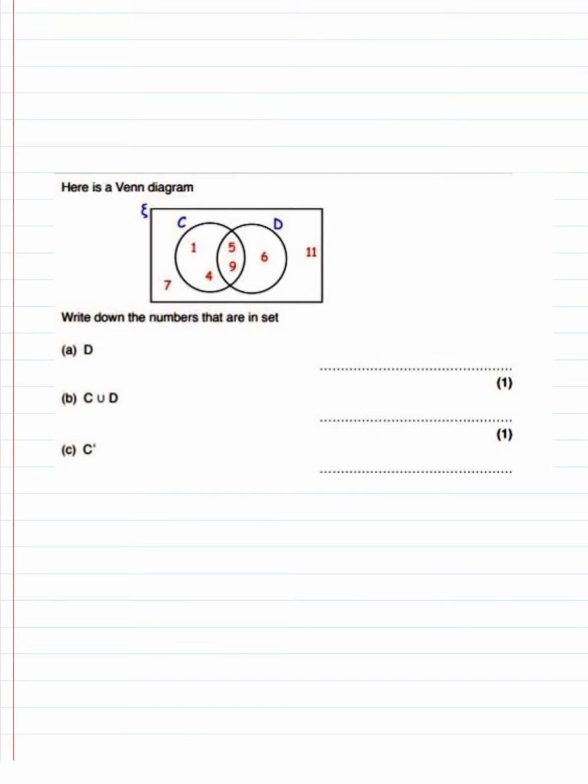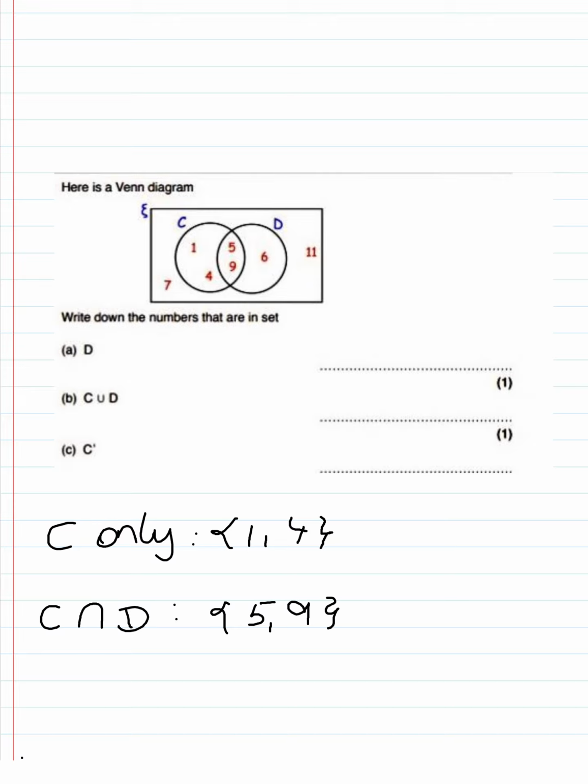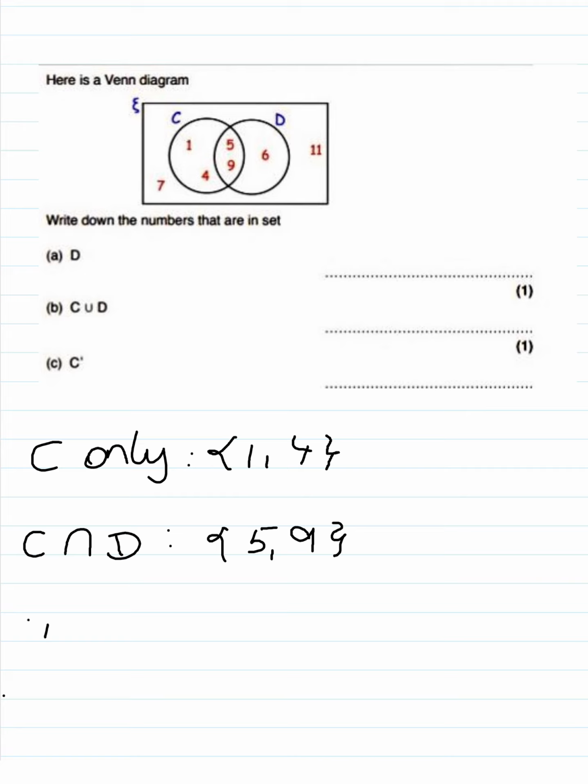From the diagram, we can see that the elements in set C only are as follows. 1 and 4. These are the only elements that are in just set C. The elements in set C and in set D, in other words the intersection, are the elements 5 and 9. And the elements in D only are the element 6. As this is the number that's only in D.